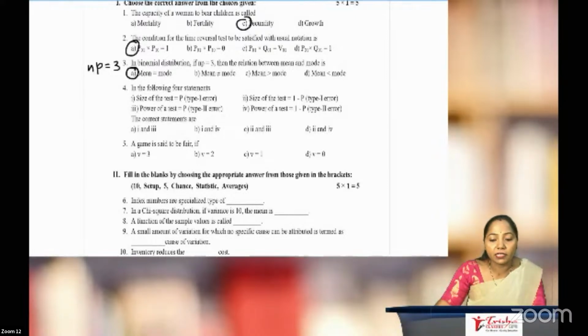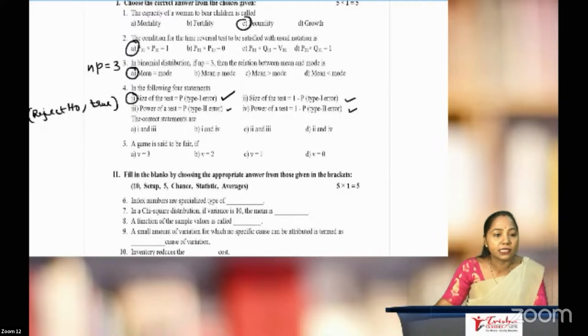In the following 4 statements, size of the test is probability of type 1 error. Power of the test is probability of type 2 error. Size of the test is 1 minus probability of type 1 error. Power of a test is 1 minus probability of type 2 error. The correct statements are 1 and 3, 1 and 4, 2 and 3, 2 and 4. So what is size of the test? Size of the test is probability of rejecting H naught when it is true. So probability of type 1 error. Rejecting H naught when it is true is type 1 error.